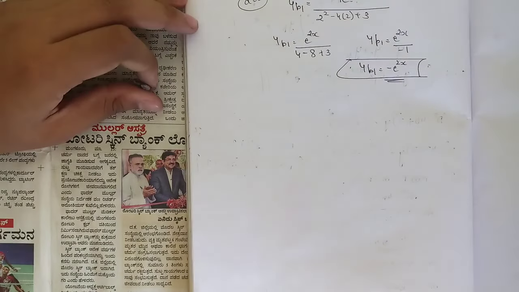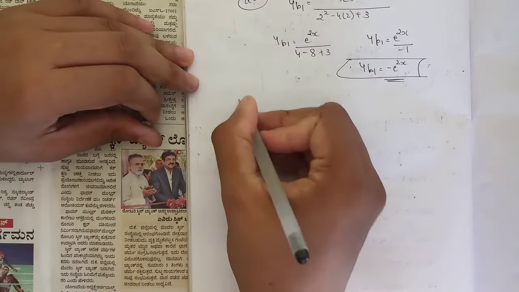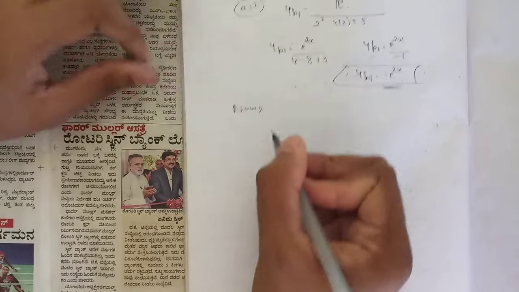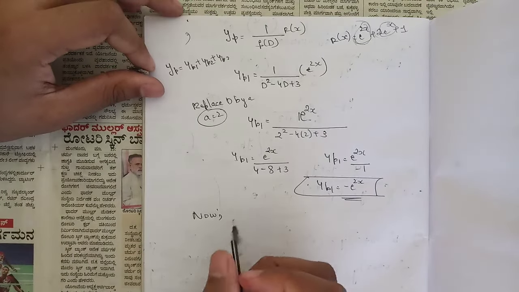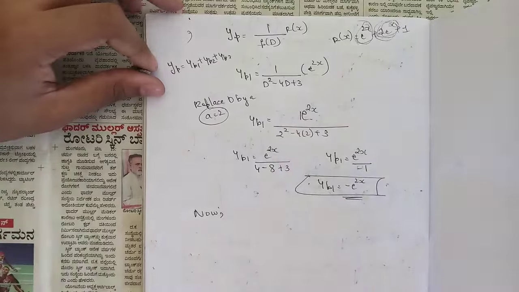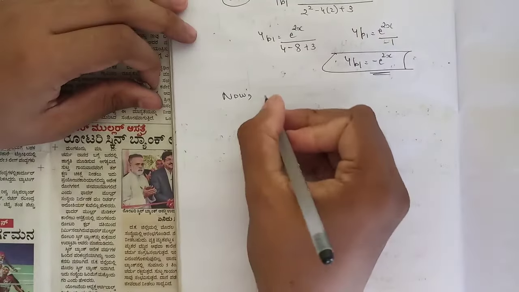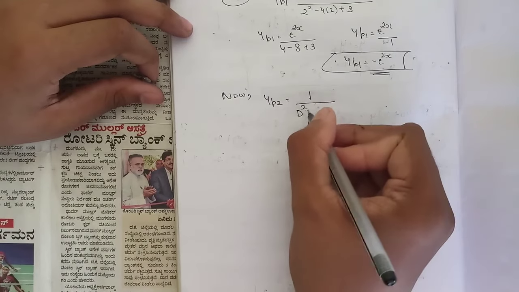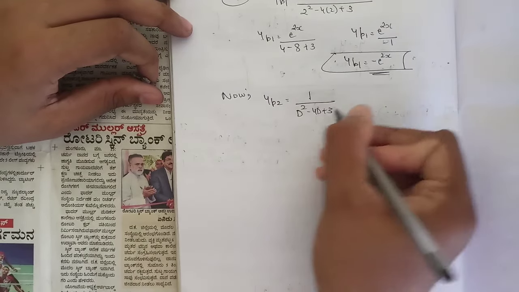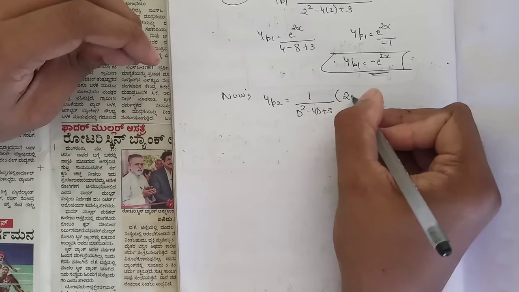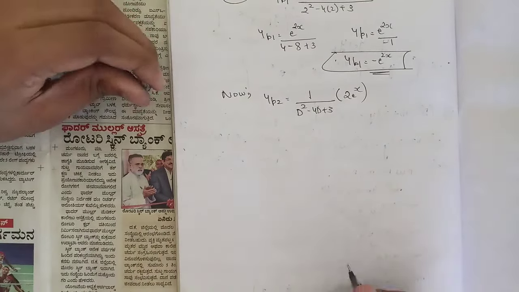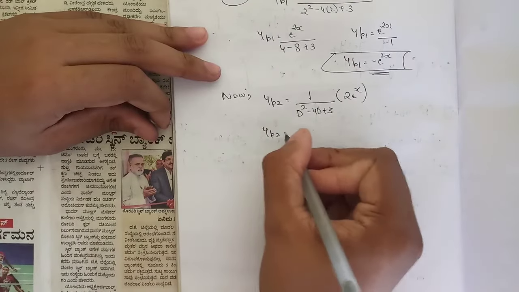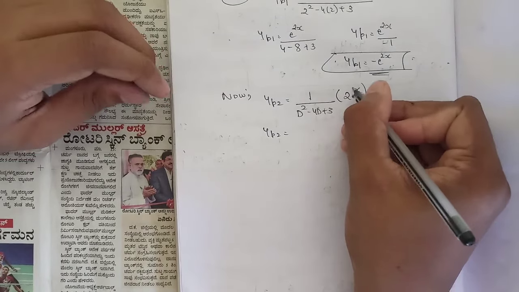So similarly we need to find yp2 and yp3. Now in order to find yp2, we consider the value 2 e power x. Yp2 is equal to 1 by f of D, which again remains the same for all, D square minus 4D plus 3, into R of x, which is now 2 e power x.